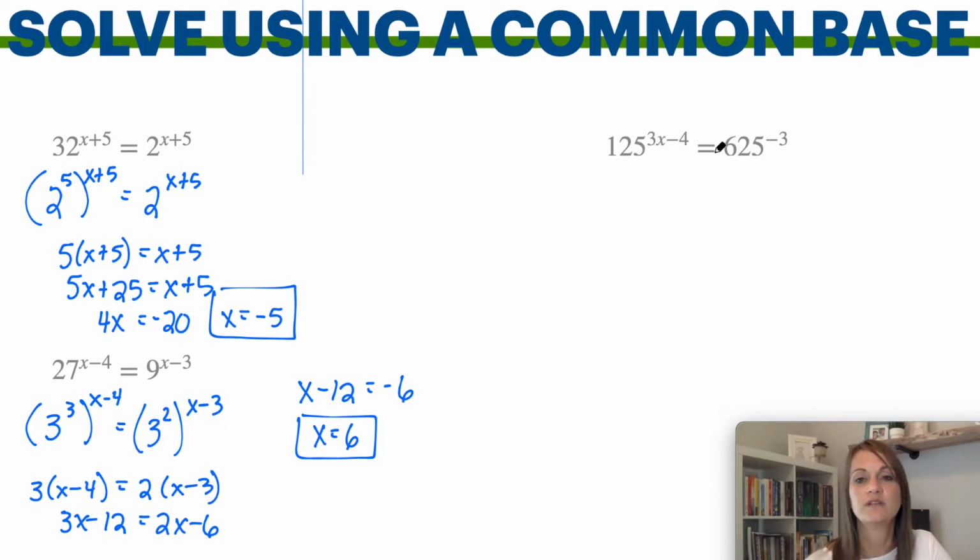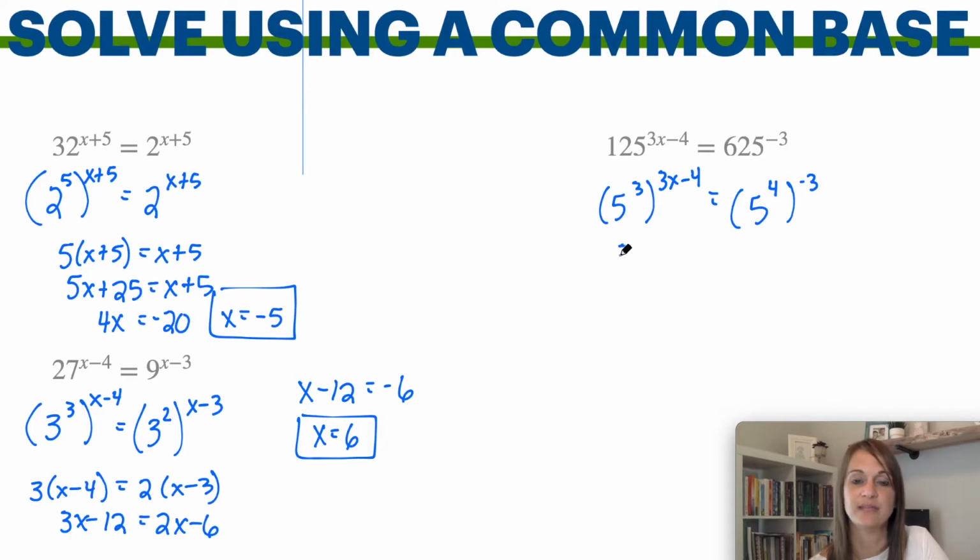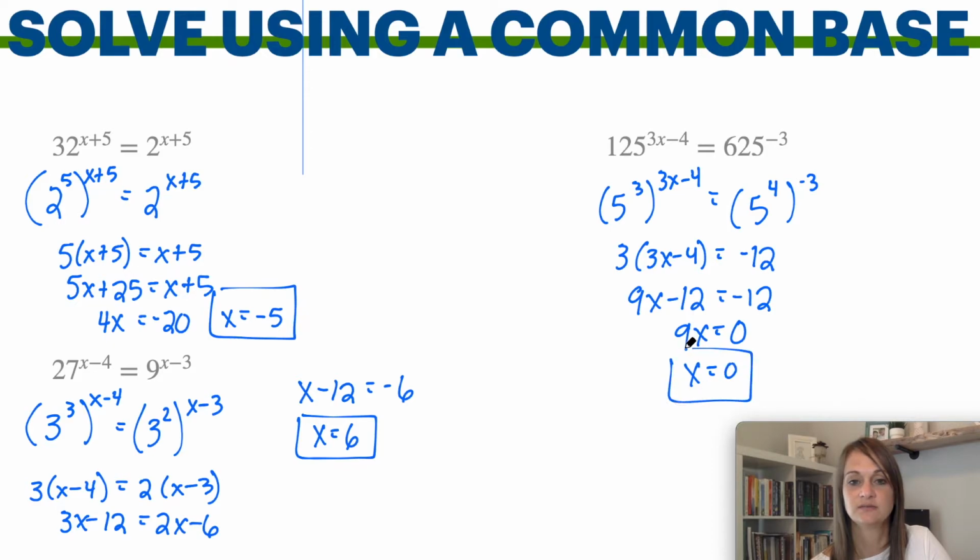Same thing here, 125 and 625 have a 5 in common. 5 can be raised to something to get both of these numbers. 5 to the 3rd power will give me 125, and then 5 to the 4th power will give me 625. So now that we have common bases, we can set the exponents equal to each other. 4 times negative 3 is negative 12. So I'll get 9x minus 12. So x in this case will equal 0.